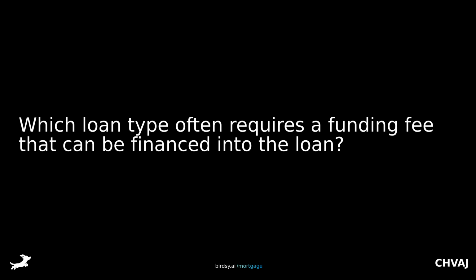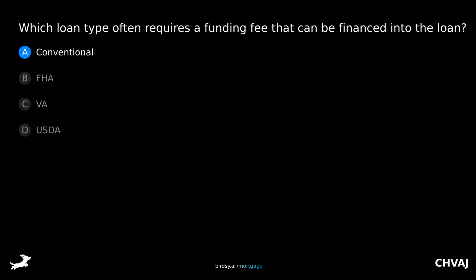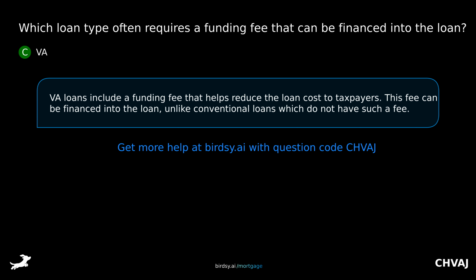Which loan type often requires a funding fee that can be financed into the loan? Is it A, conventional, B, FHA, C, VA, or D, USDA? The answer is C, VA. VA loans include a funding fee that helps reduce the loan cost to taxpayers. This fee can be financed into the loan, unlike conventional loans, which do not have such a fee.